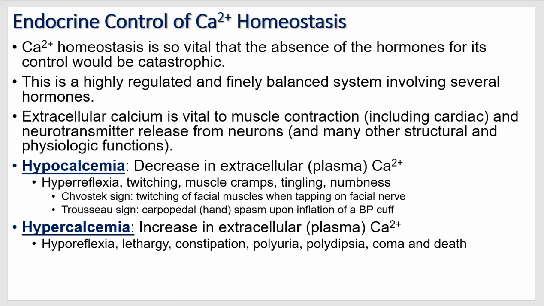So extracellular calcium. Remember, calcium is in bones. That's what a lot of us say usually if I ask somebody what calcium does: it's in bones. But we've already learned that it's vital to muscle contraction. Remember the sarcomeres and the cross-bridge cycling, that involves calcium every step of the way. So it's vital to muscle contraction, including cardiac muscle. If our calcium levels are low or high, we can have arrhythmias in the heart. And we also talked about neurotransmitter release from neurons. This is a good review. And many other structural and physiologic functions that we've seen along the way.